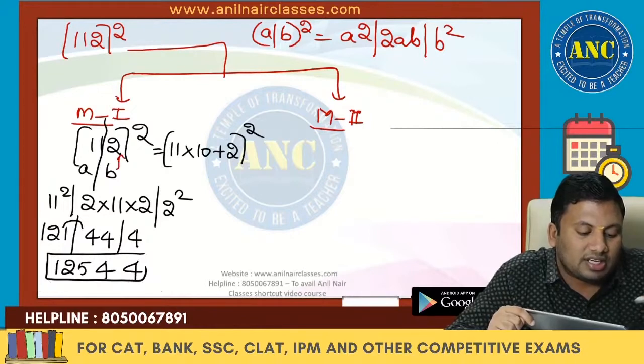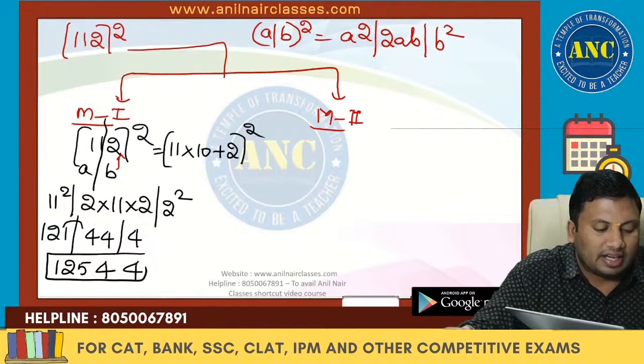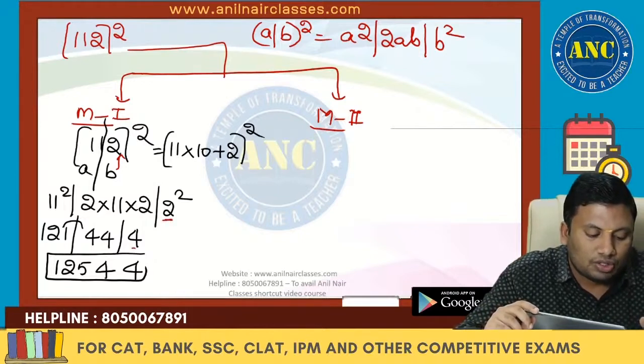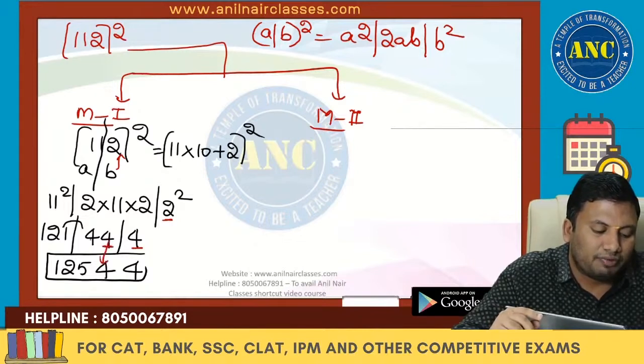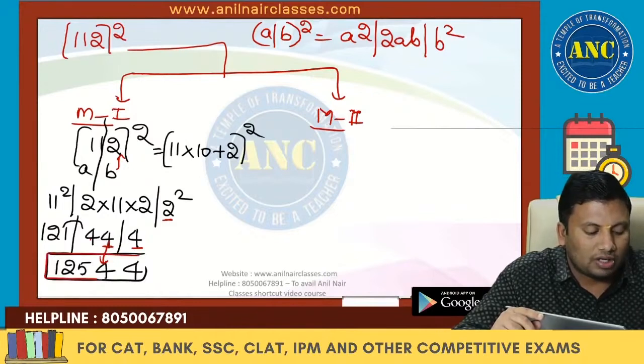Because B is taking only one digit. At every place, write down the unit digit. 2 square is 4, 44, the unit digit is 4. 4 carried. 121 plus 4 is 125.